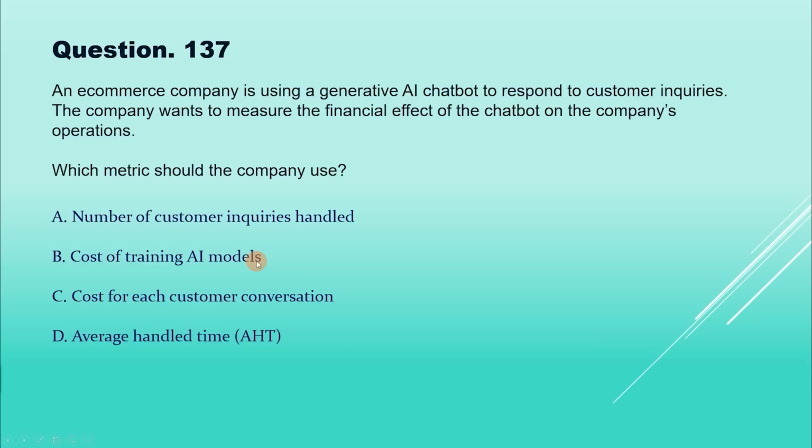The correct answer here will be option C, cost for each customer conversation. Because to measure the financial effect of a generative AI chatbot on an e-commerce company's operation, you want a metric that reflects the cost impact of each interaction. And cost for each customer conversation captures how much the company is spending per inquiry handled by the chatbot. So this lets you directly compare the chatbot operation expenses versus the human agent cost or other support channel. So option C, cost for each customer conversation is the correct answer here.